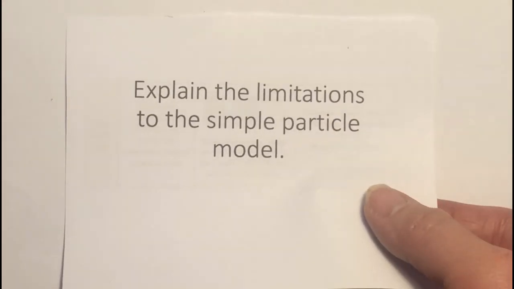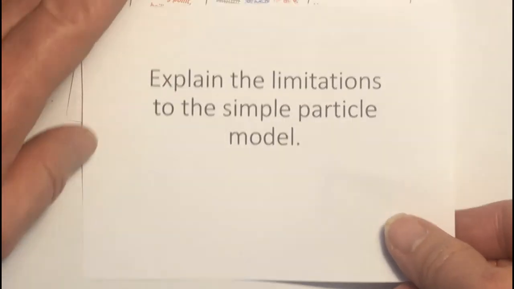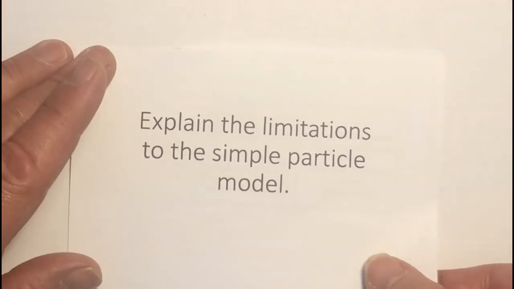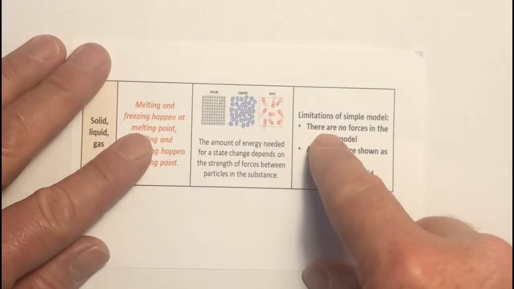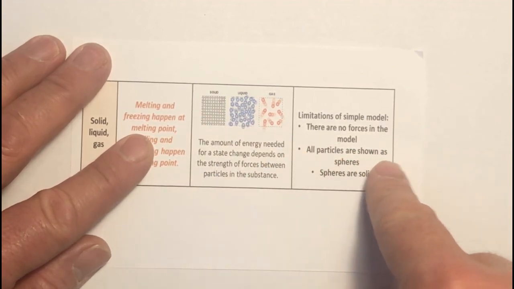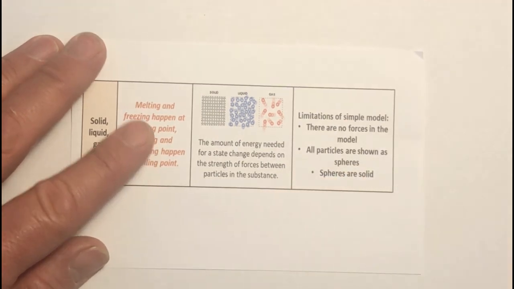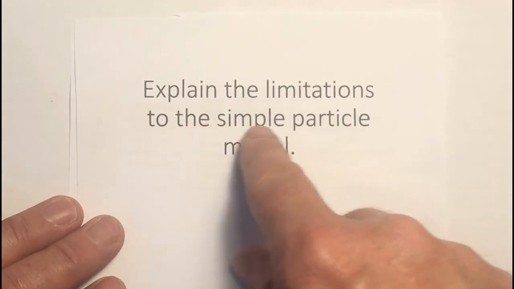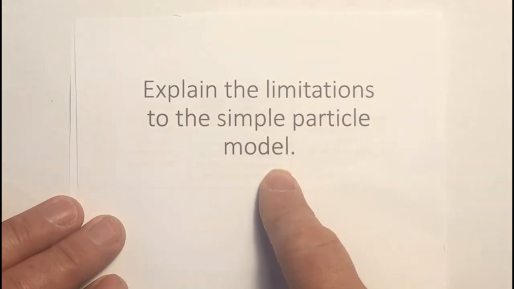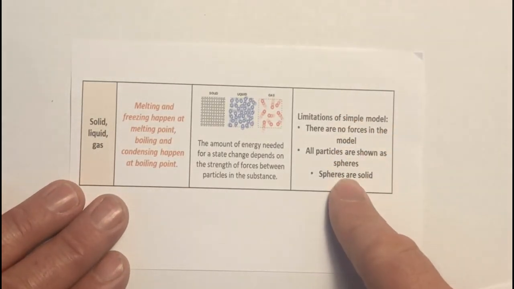The next part of it is to explain the limitations. You would write down that the limitations of the simple particle model are: there are no forces in the model, no arrows, all particles are shown as spheres, and the spheres are solid. So you've got your explanation of the simple particle model, which could be worth 3 marks in a 6-mark question, and then you explain the limitations, which are those 3 things here.